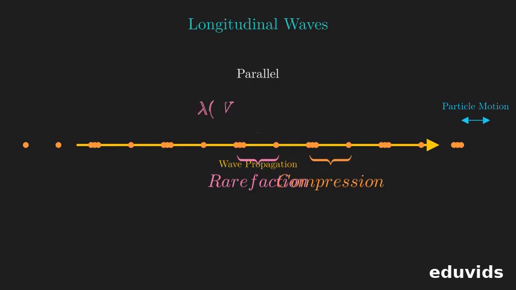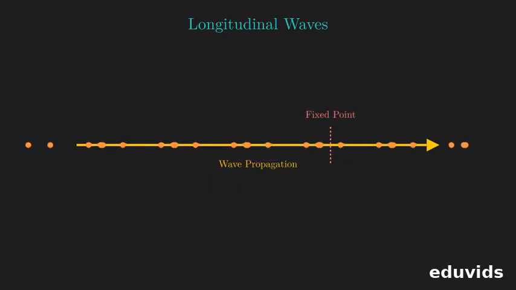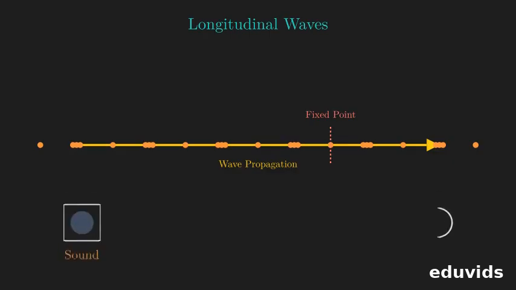For a longitudinal wave, the wavelength is the distance between two consecutive compressions. Frequency describes how many full waves, crests or compressions, pass a fixed point each second. Sound waves are the primary example of longitudinal waves because air particles vibrate back and forth to carry the energy.